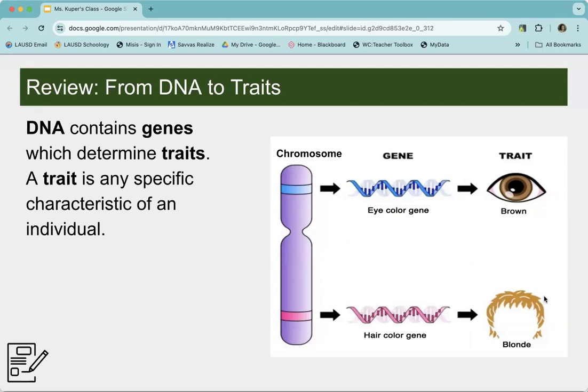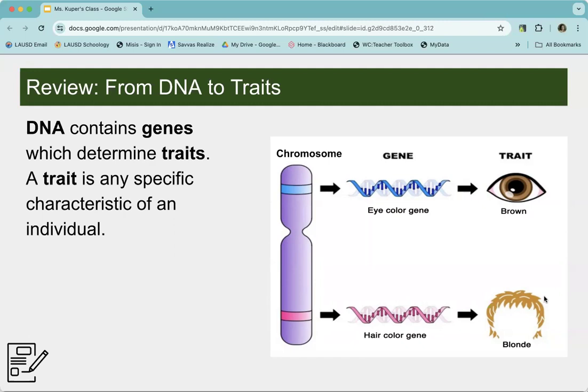So you guys hopefully learned before that DNA contains segments called genes. And many of these segments, not all of them, code for proteins, and those proteins will ultimately determine traits. And traits are any specific characteristic of an individual.